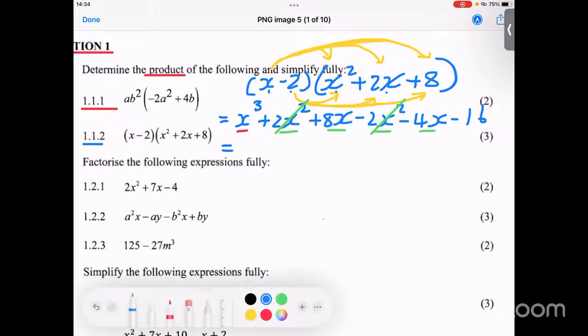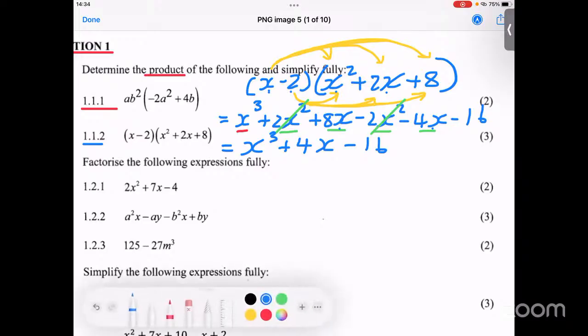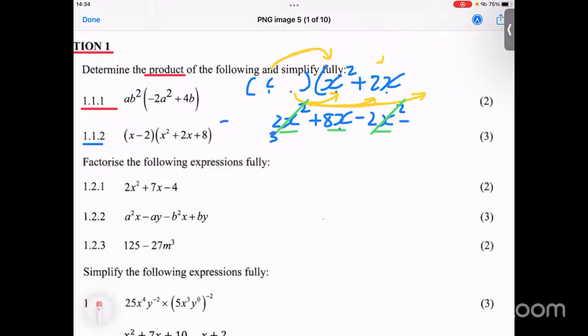Definitely, we will end up having x to the 3 plus 4x, because it's 8 minus 4x. And then that number of 16, it looks like it will just end up being that, because we do not have another number to work it with. For that reason, if you got that, then you just give yourself a full mark there. If it is different by a sign, it is wrong. It has to be exactly that.